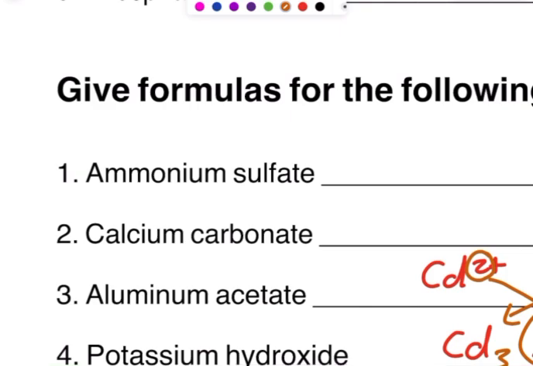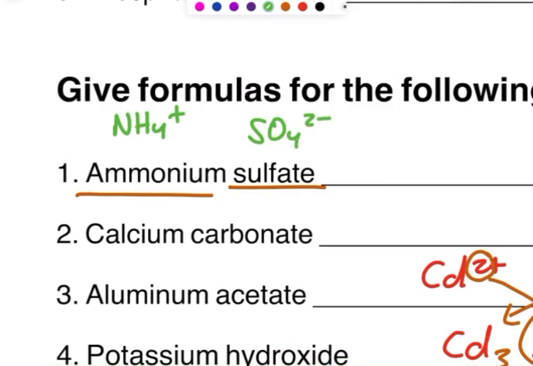Okay, let's do ammonium sulfate. I know ammonium and sulfate sound familiar to me because I know them. They're polyatomics. Ammonium is NH4+, and sulfate is SO4 2-. You have to remember that. Once you remember that, you can crisscross the charges. Keep in mind that polyatomics act as a unit. They act as a unit, right? So this is one thing.